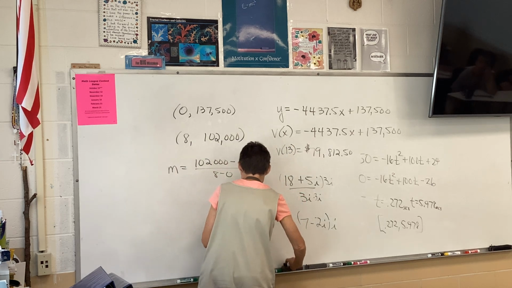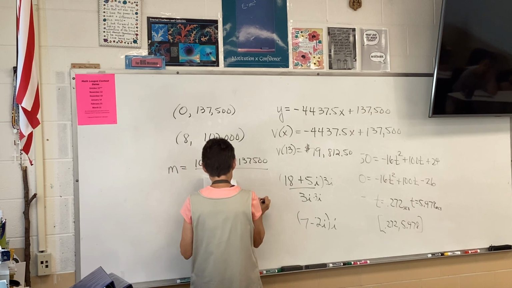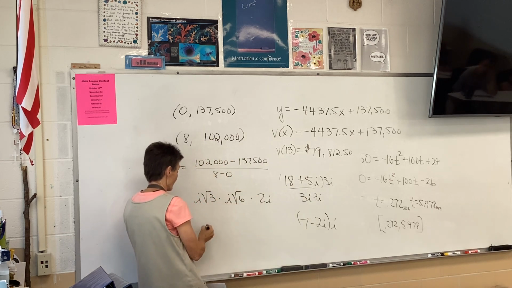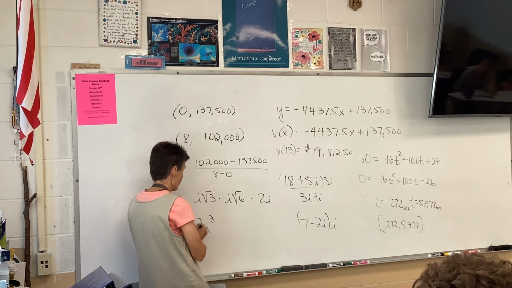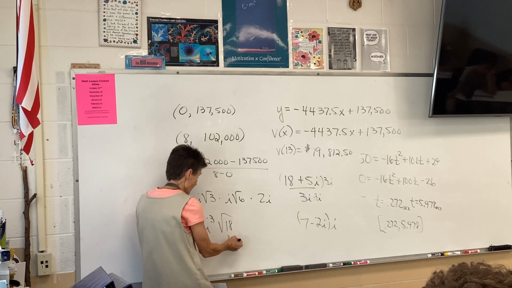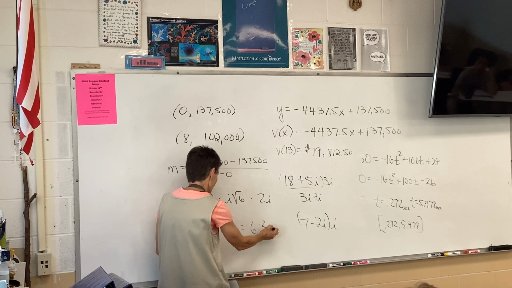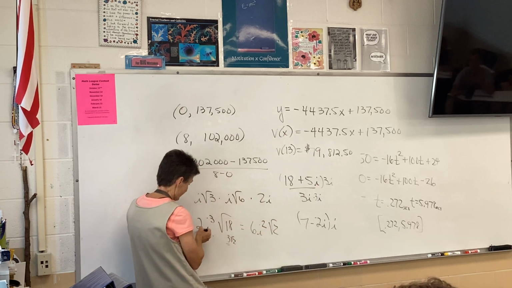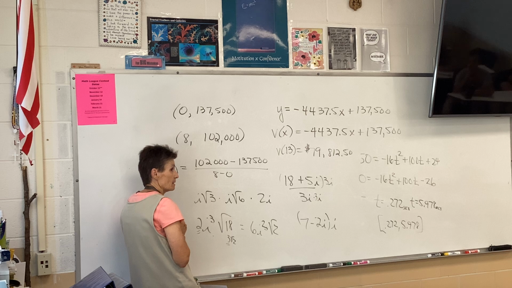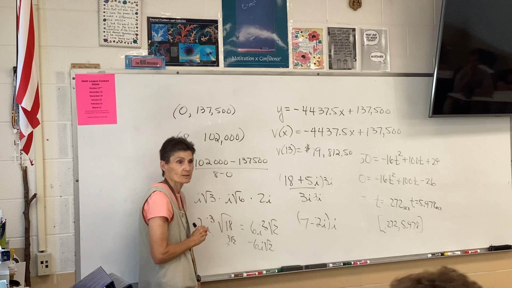So you will have i root 3, i root 6, and 2i. So then we end up with i cubed, 2i cubed, root 18. Now this is 3 root 2. So we end up with 6i cubed, root 2. And i cubed is negative i. So negative 6i root 2 should be your answer.